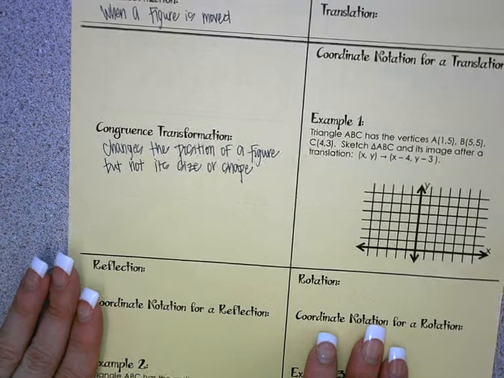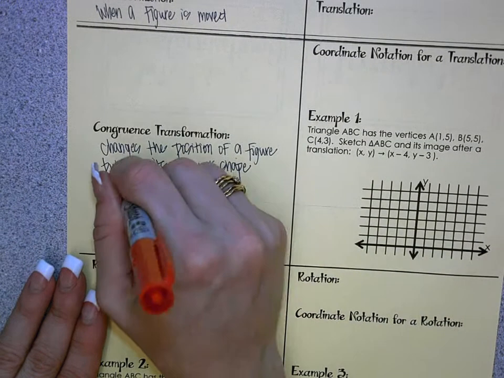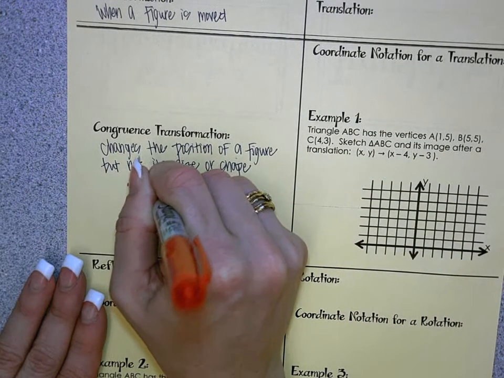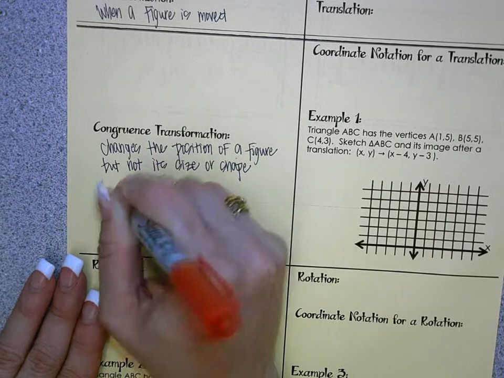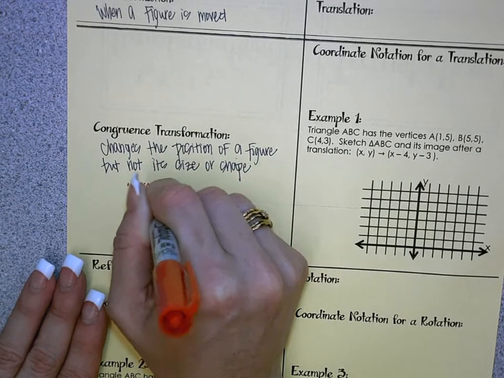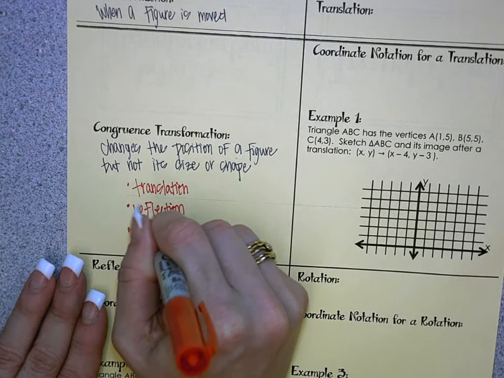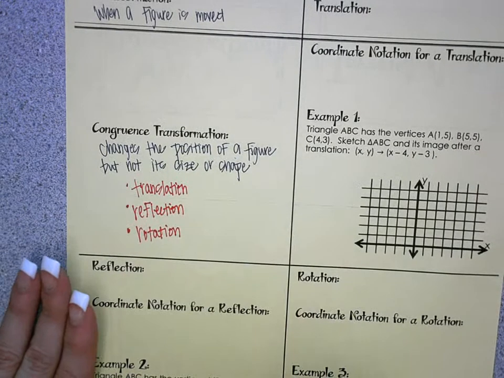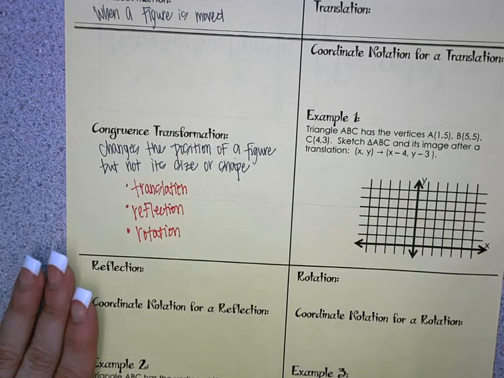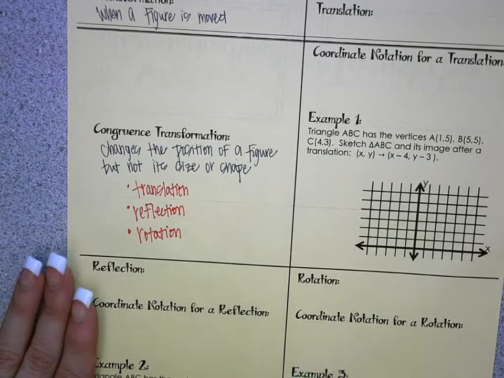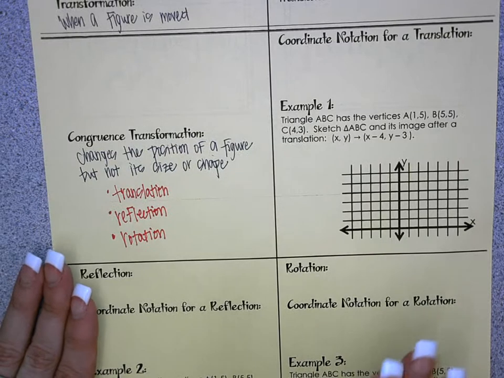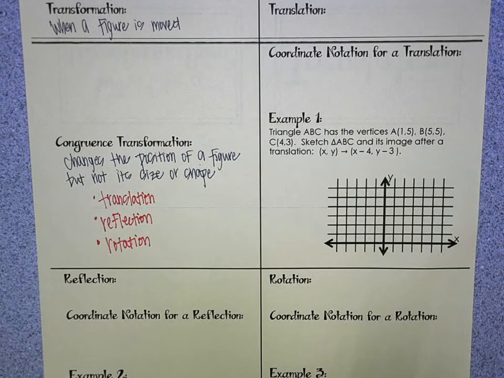Okay, so the types that do not change the size are called translation, reflection, and rotation. We will get to one that does change the size later, but right now we're just looking at translation, reflection, and rotation. Okay, so those are the ones that do not change the size or shape. Those are called congruence transformations. So things are going to move, but they're not going to change the size or shape.